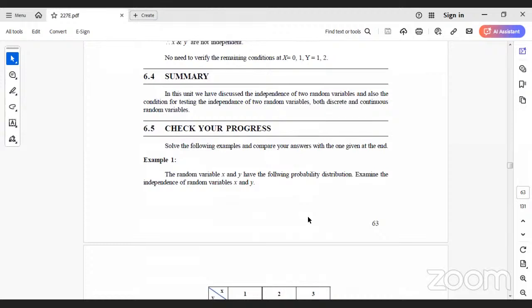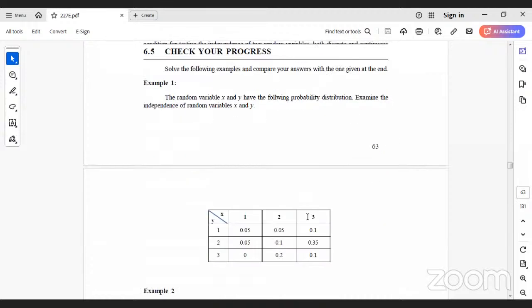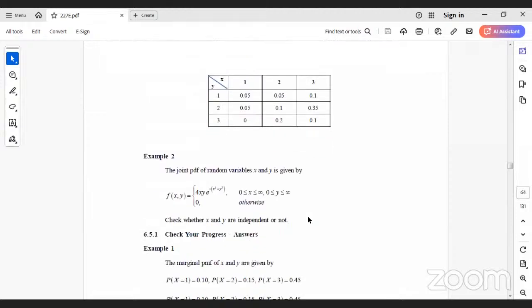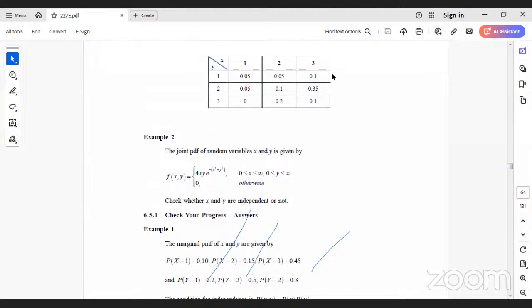The random variables x and y follow the probability distribution. Examine the independence of random variables x and y. The joint probability function: the first one here, 0.10, 0.15, we can multiply with 0.45. Again 0.5, 0.51, and 0.2, 0.5, 0.35.